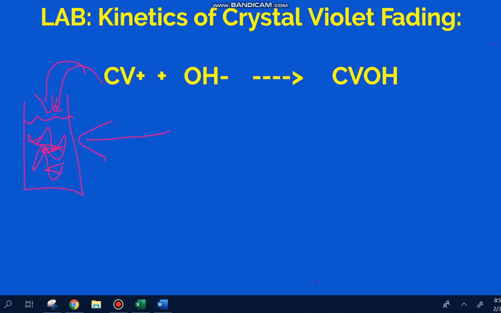When we do that, we'll graph that and see what our rate constant is. So we'll see the change in molarity over time, because we're going to see the concentration change, and we'll have absorbance versus time.